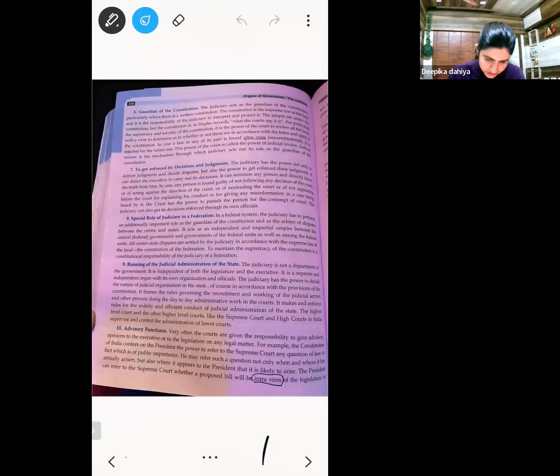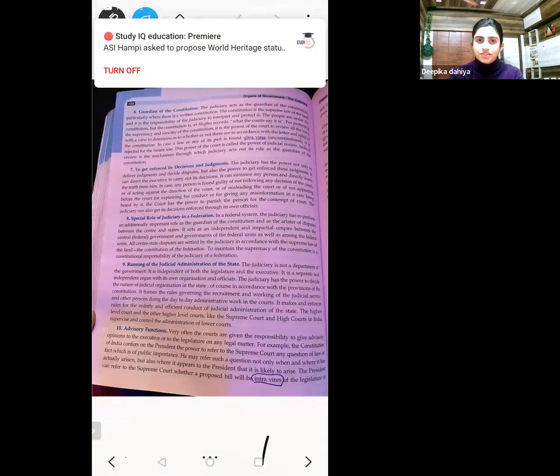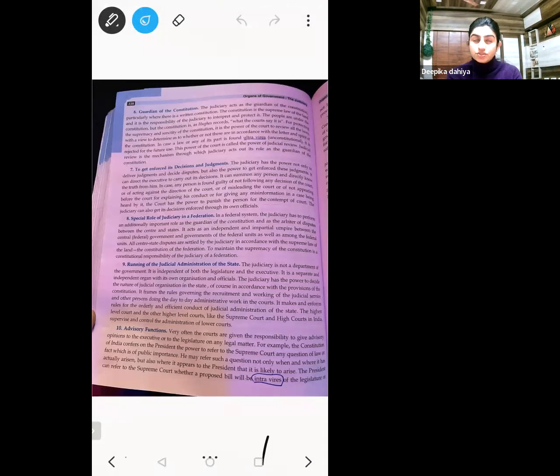Now, guardian of the Indian Constitution. We know the judiciary is the guardian of the Indian Constitution.